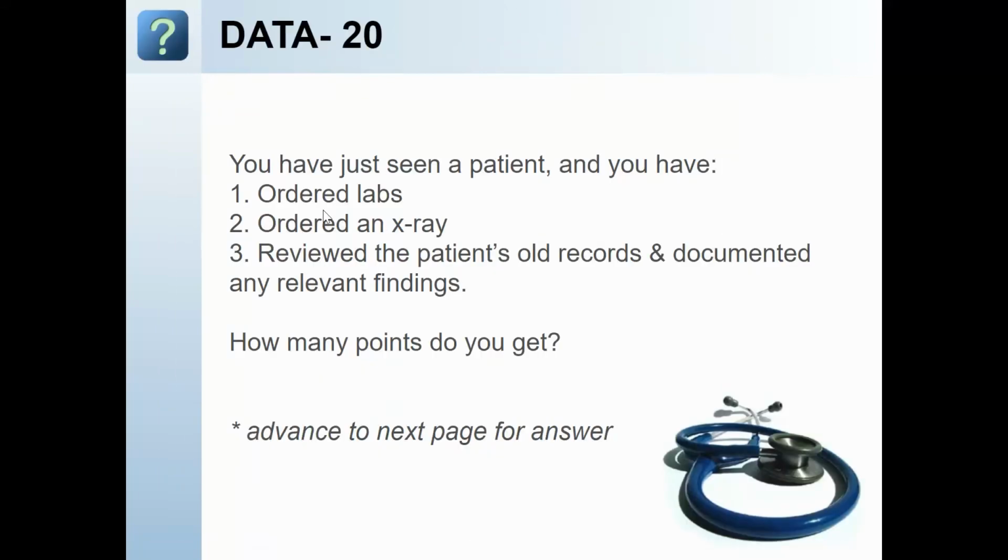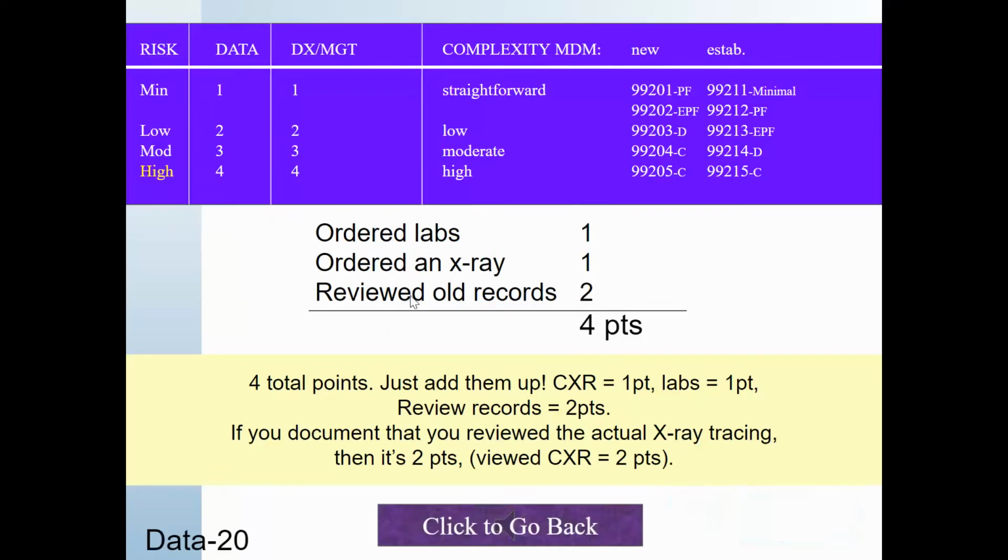So we order some labs, we order an x-ray, and review the patient's old records and document relevant findings. How many points do we get? Again, we get 1 point for ordering the labs, 1 point because we ordered the x-ray, and 2 points because we review the old records. And again, another learning tip is that if we're reviewing the x-rays or the EKGs ourselves, making that read, this could change to 2 points.